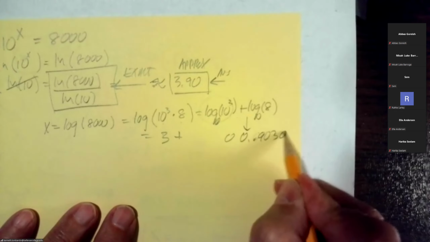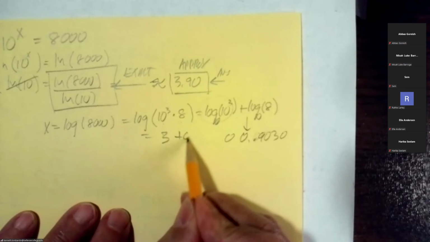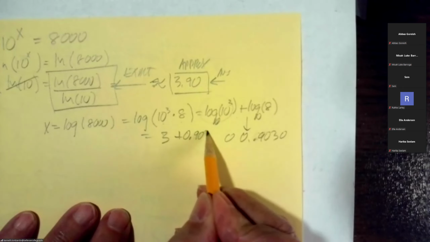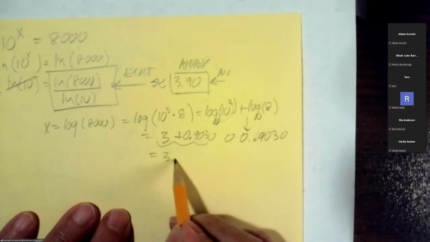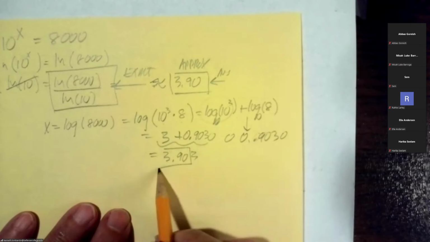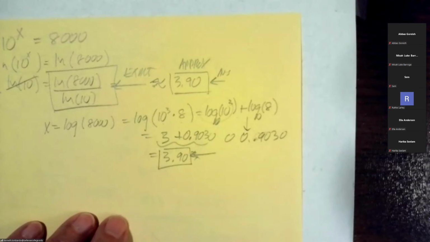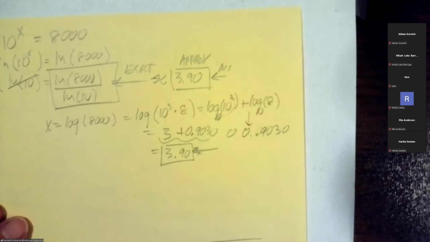0.903. And when you combine those, you got 3.903. And when you round it to 2, you got that. Okay, so we're seeing that we can do the problem at least 2 different ways, can't we?